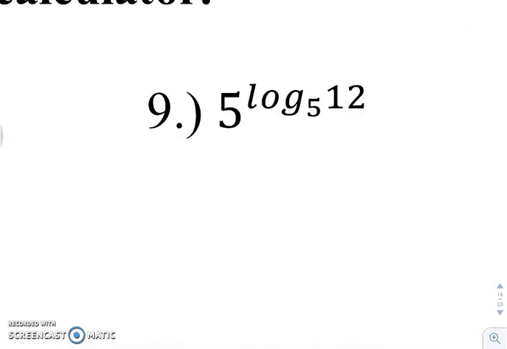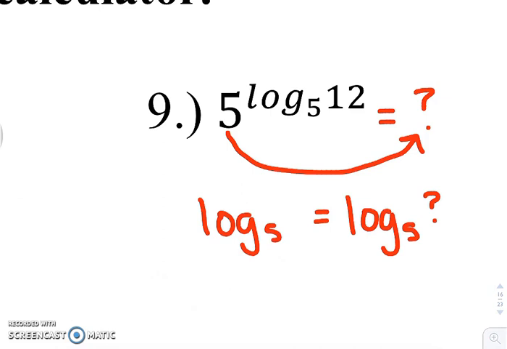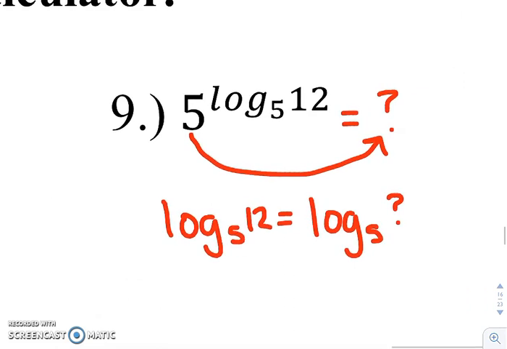5 up to the power of log base 5 are going to cancel. But if we rewrote it to undo this exponential piece, we would bring this over and actually make this log base 5 of what? Equals log base 5 of 12. So those logs are the same, so it has to equal the value 12.